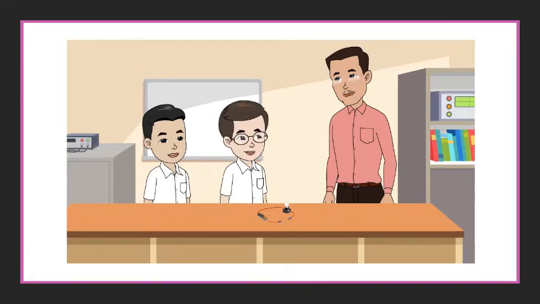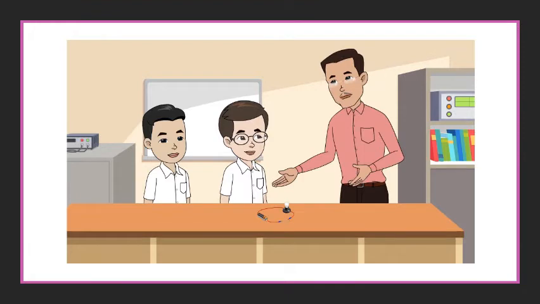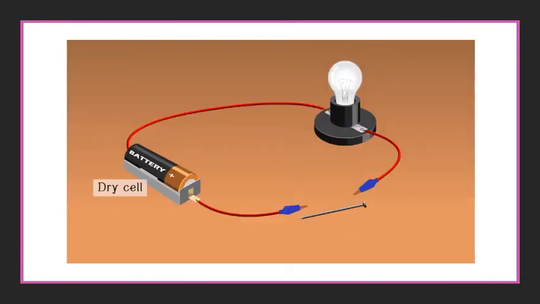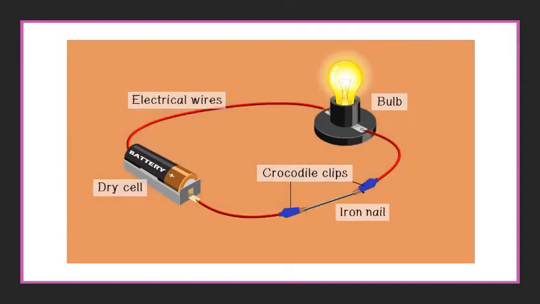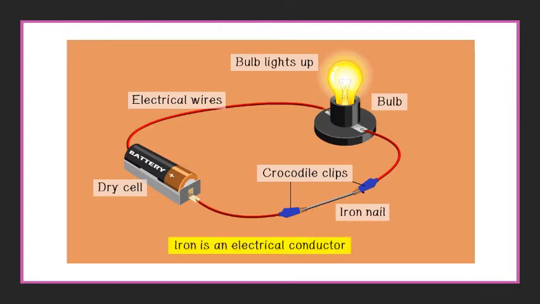The teacher prepares a simple electric circuit for this explanation to Eddie. The circuit consists of a dry cell, a bulb, electrical wires, an iron nail, and 2 crocodile clips. When both clips are connected to the iron nail, the bulb lights up. The teacher explains that the iron nail is an electrical conductor that allows an electric current to flow through it when it is connected across the 2 ends of the crocodile clips.